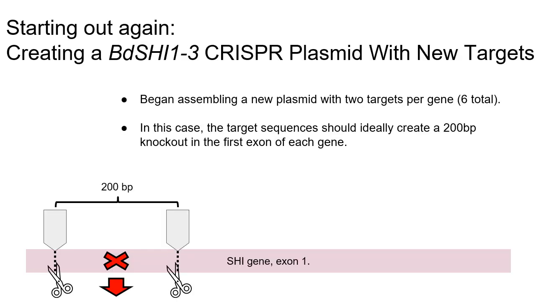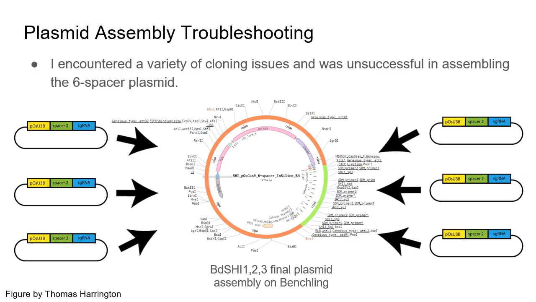So, with no mutants being generated from the previous plasmid's plant transformation, I set out to create a new CRISPR plasmid to knock out the BD shy genes with new targets and multiple targets per gene this time. In this case, the target sequences were around 200 base pairs apart, ideally creating a knockout in the first exon of each gene that will result in a completely non-functional protein. However, during my time trying to assemble this 6-spacer plasmid, I made progress but was ultimately unsuccessful because of the high number of inserts.